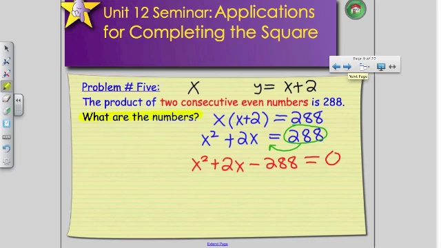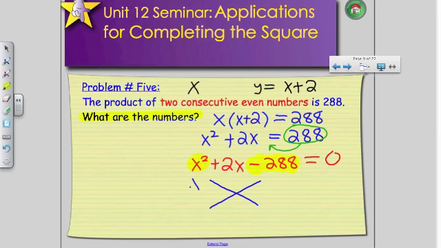Can someone tell me what to do next? How am I going to solve for x? What method am I going to use? Any ideas? Joshua, yeah. Trial and error, yes. We're going to break up, just like in the last question, my A term and my C term, and keep in mind that C is negative 288. I'm going to do this for you because it involves bigger numbers than you're used to.